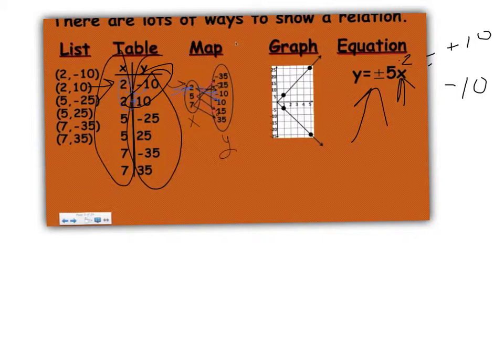So you're not going to have to really deal with equations like this in the immediate future, but just keep in mind when you see that plus or minus, that just means that it's going to be the positive or negative version of the answer.